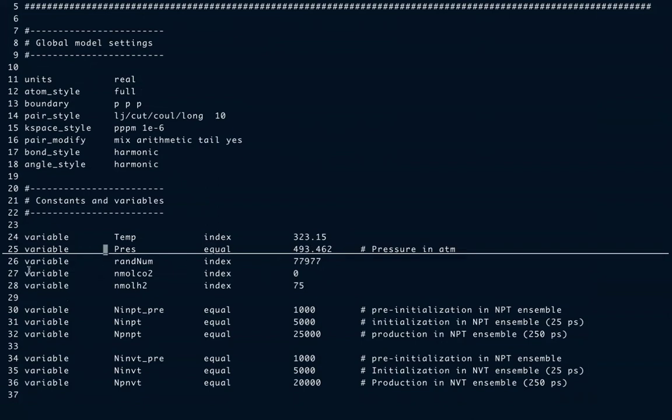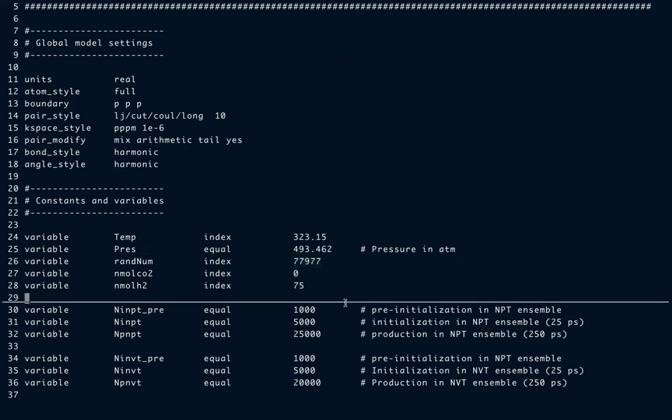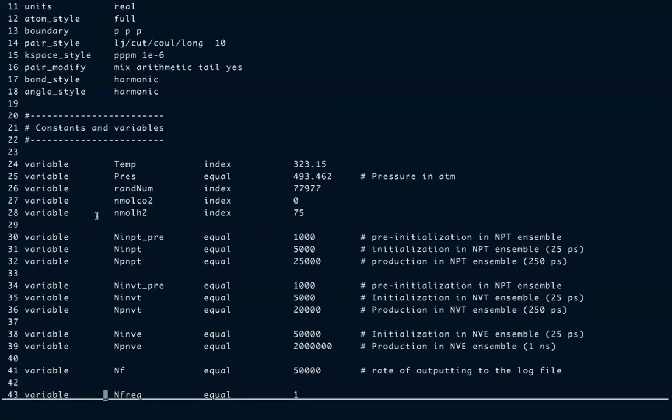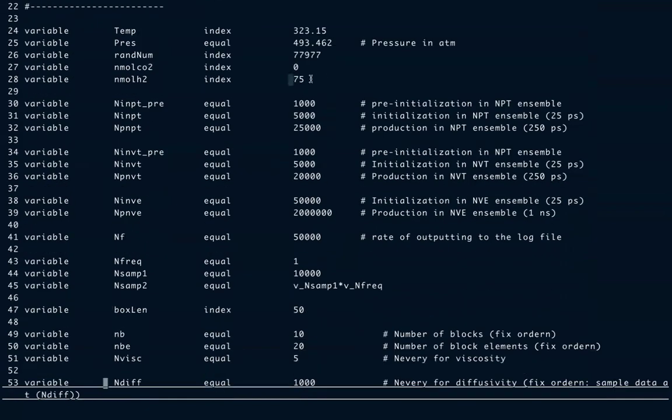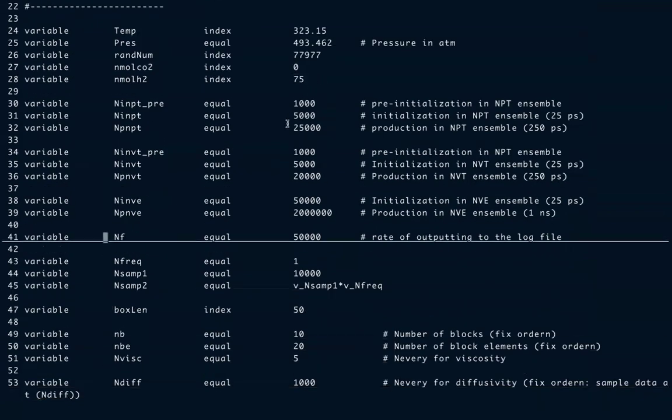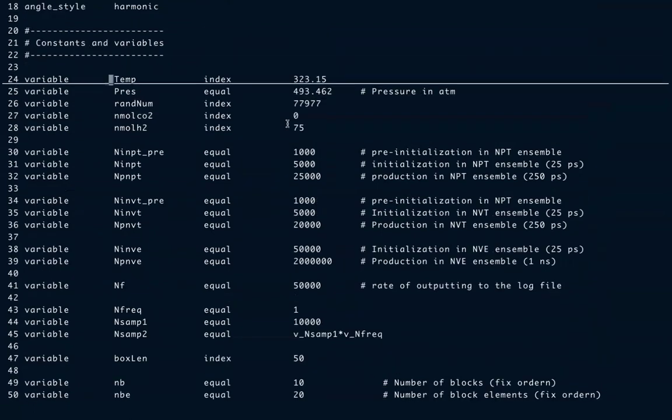Then the variable is a random number, which I use for generating the velocities and so on. So that is 77977. That's a random number. So now I say how many molecules of CO2 I want. Since we are only interested in hydrogen, I put this to 0. Now I've chosen a very small number of molecules, which is 75. This is just to show how the LAMMPS input script works and how you can run it quickly.